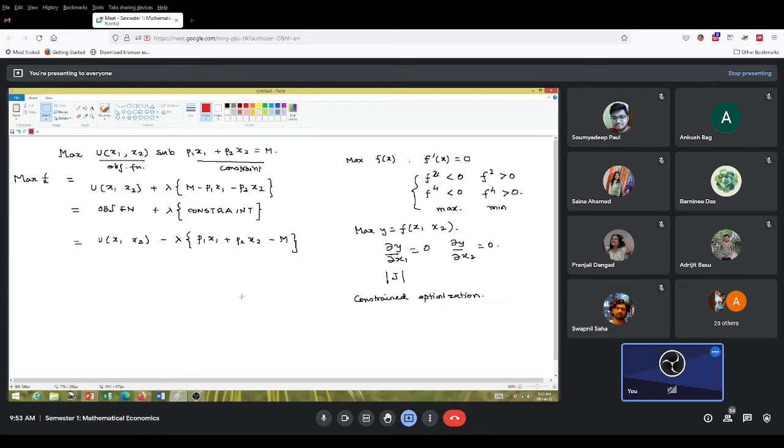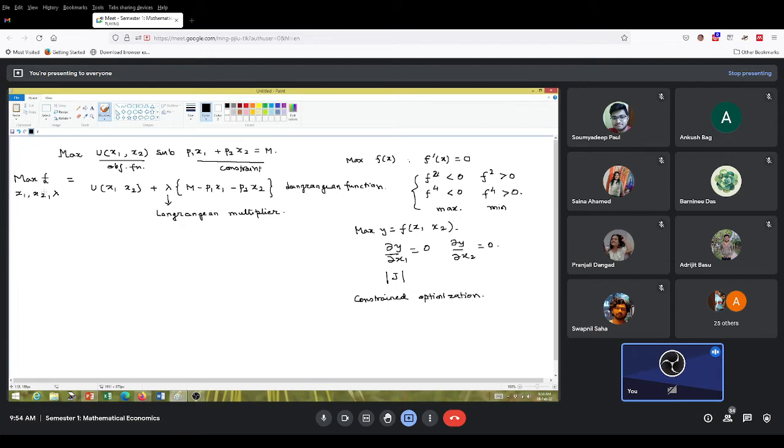Now, once we have got a function like this, look at it carefully. I'm going to work with the first type of function, this one. How many variables are there? The choice variables are x1 and x2. By the way, I forgot to tell you, this lambda is called the Lagrangian multiplier, and this entire thing is the Lagrangian function. Now the Lagrangian multiplier is also a variable in this function.